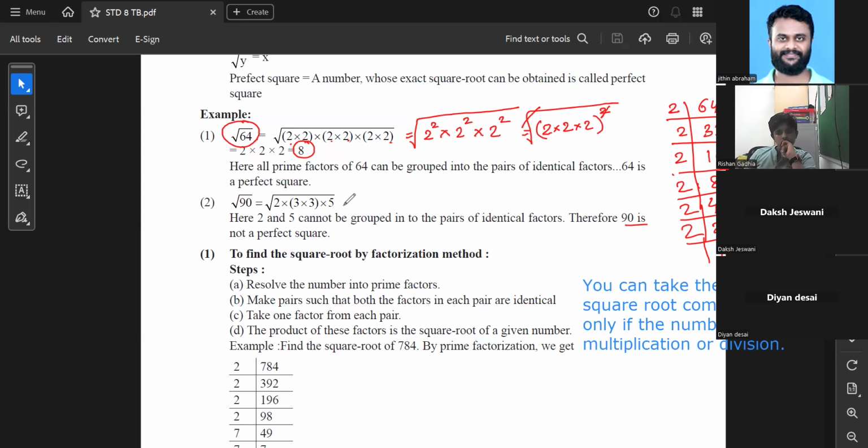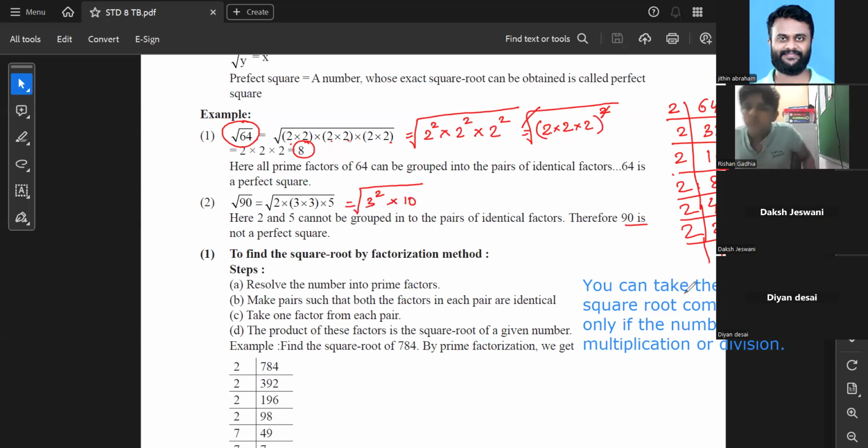Now if you'll say, sir, okay, I know 90 is not a perfect square, but can we simplify this? Yes, we can simplify this. What can we do? We can rewrite this as 3 into 3, which is 3 square. Then you have 2 and 5. There is no need of keeping them separately, so now it is a whole square root.